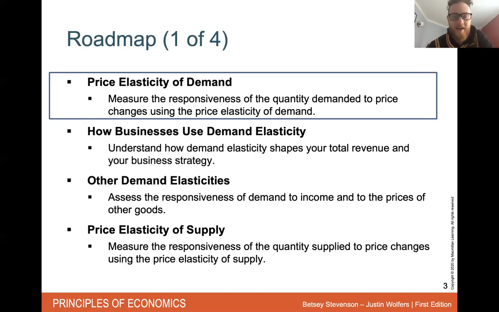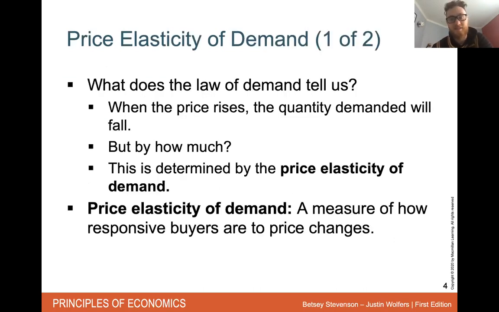Price elasticity of demand. It's the measure of the responsiveness of the quantity demanded to price change. How businesses use it: you understand how demand elasticity shapes your total revenue and your business strategy. Other demand elasticities assess the responsiveness of demand to income and to the prices of other goods. And the price elasticity of supply is the measure of responsiveness of the quantity supplied to price changes.